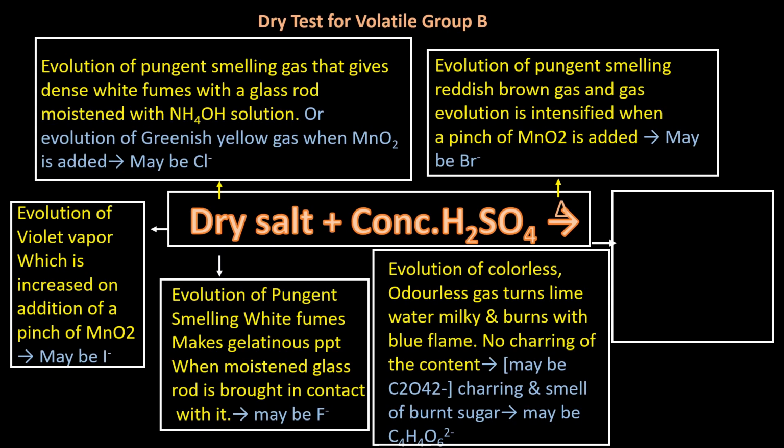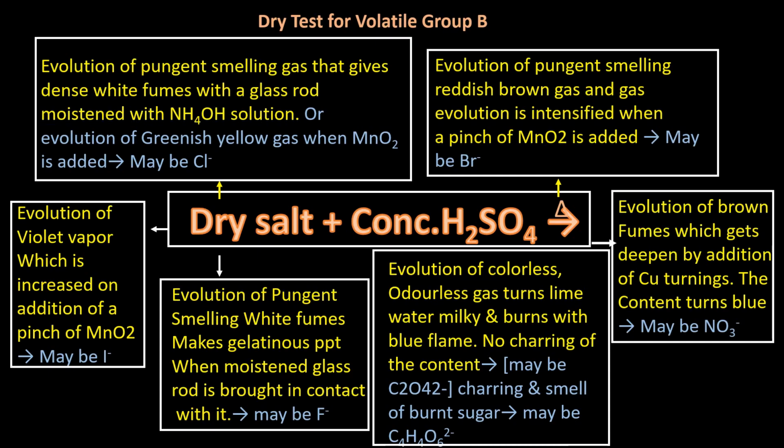Another one, if you get evolution of colorless, odorless gas, which turns lime water milky and burns with a blue flame, that means two gases. One is making lime water milky and another is burning with the blue flame, and there is no charring of the contents. The content does not become black. Then it may be oxalate. In the same situation, if charring takes place, that means the content becomes black, and the smell of burnt sugar is found, then it may be the tartrate.